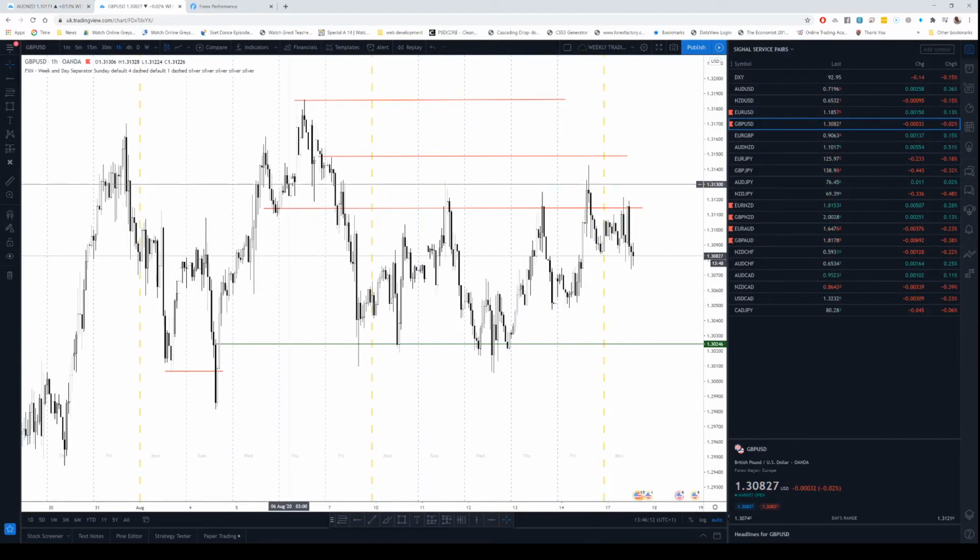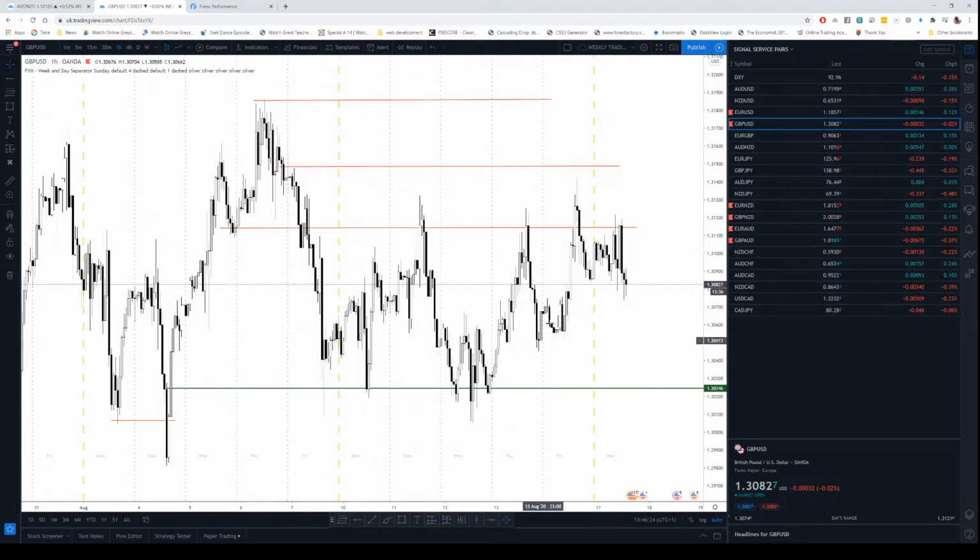It's stuck in a range. This was last week's range. Price went down, up, down, up, down, up, down, up. The only day that price did something that was not weird was Friday. Friday went up, even that came back down a little bit, but the rest of the days it was up, down, up, down. So be careful on this pair.